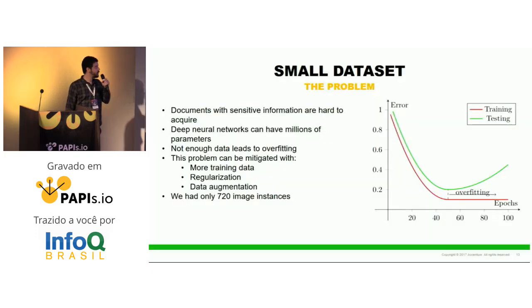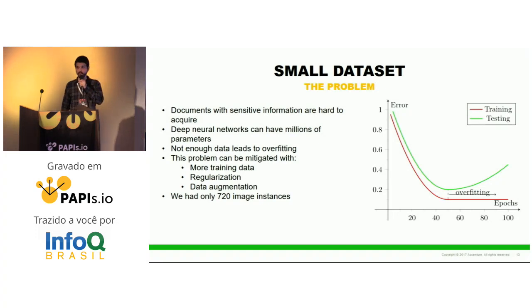The problem here is that we had few images. So our data set had only 700 images. So it's not enough for a huge model like the one we were using. It's difficult to get more information, because in the case of documents, they are sensitive information, and usually the client won't be giving you much of this information. And deep neural networks can have a lot of parameters to train. That's a problem. So you have small data and you have a lot of parameters to train.